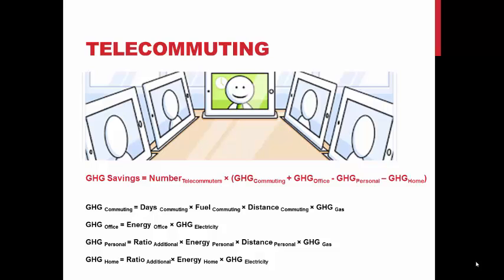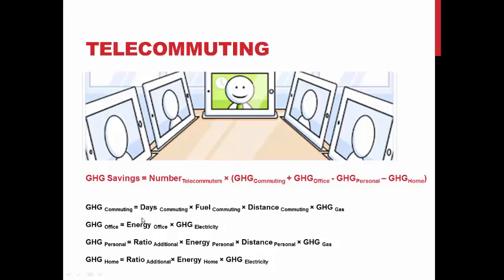So this model has a few different levels to it. At a high level, we need to think about how many people are telecommuting, and then what the commuting emissions are, and then the emissions associated with your home and your office, and then what your personal trips might be during the day. Each of those is calculated independently.